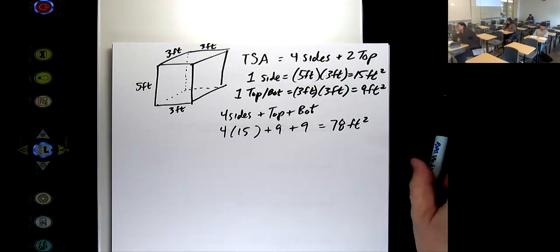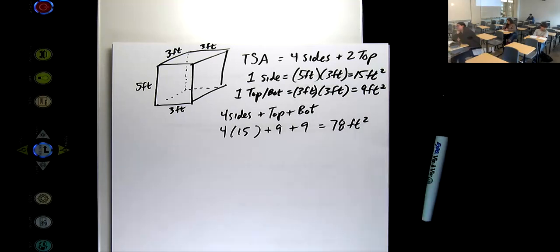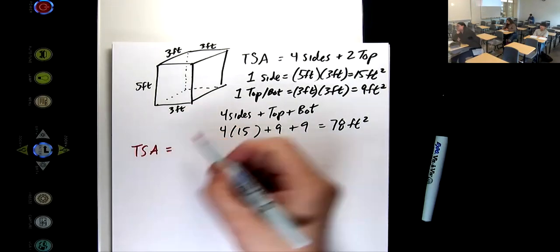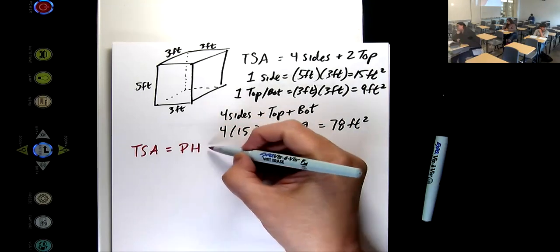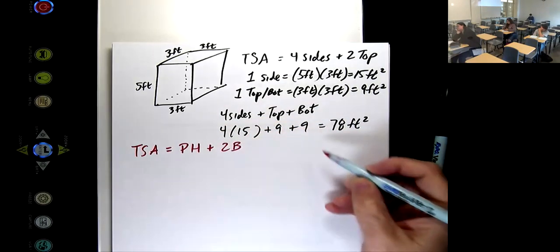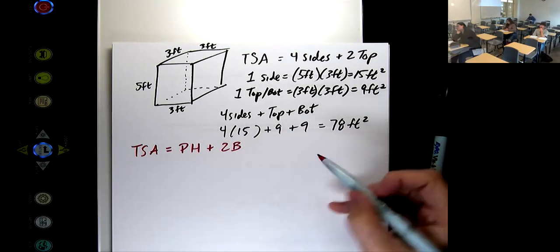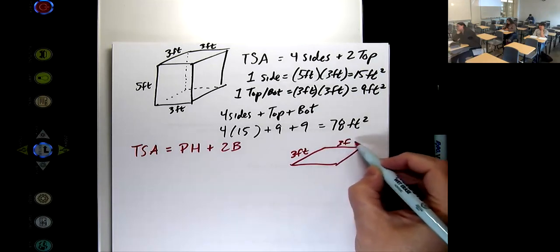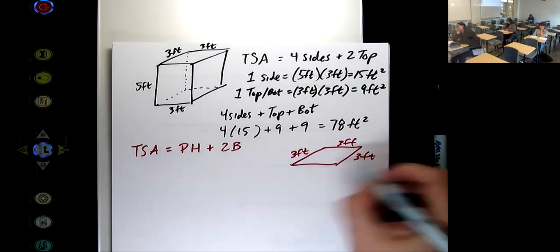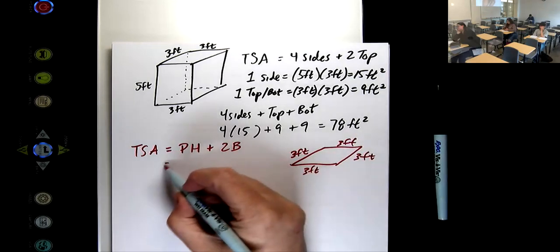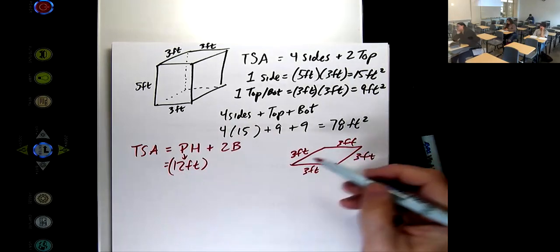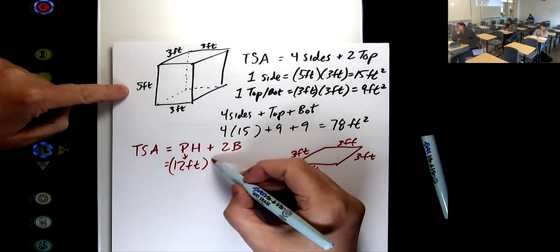If we do the formula, the formula for TSA was PH plus 2B. So the bottom is 3 feet on a side, so it's 3 feet all the way around. P is 12 feet. The height of the box is given, 5 feet.